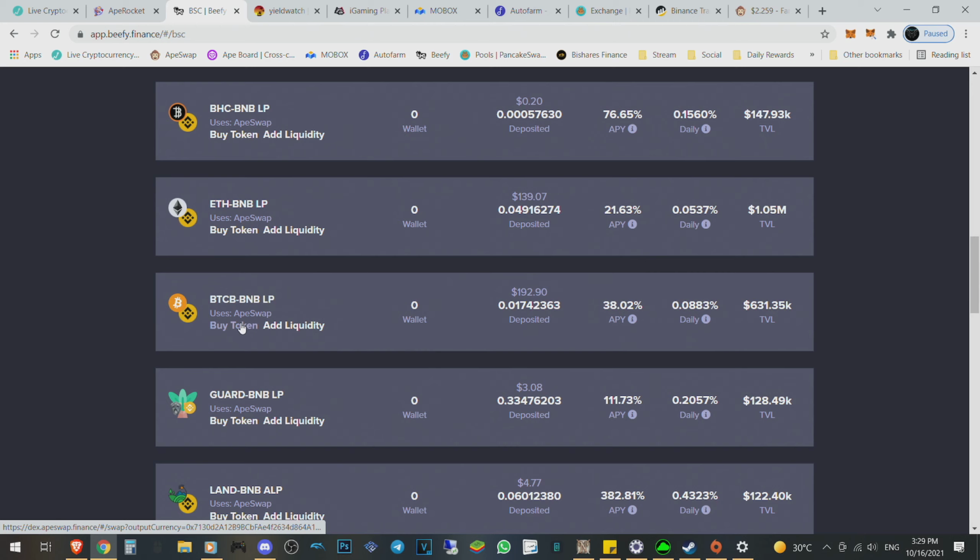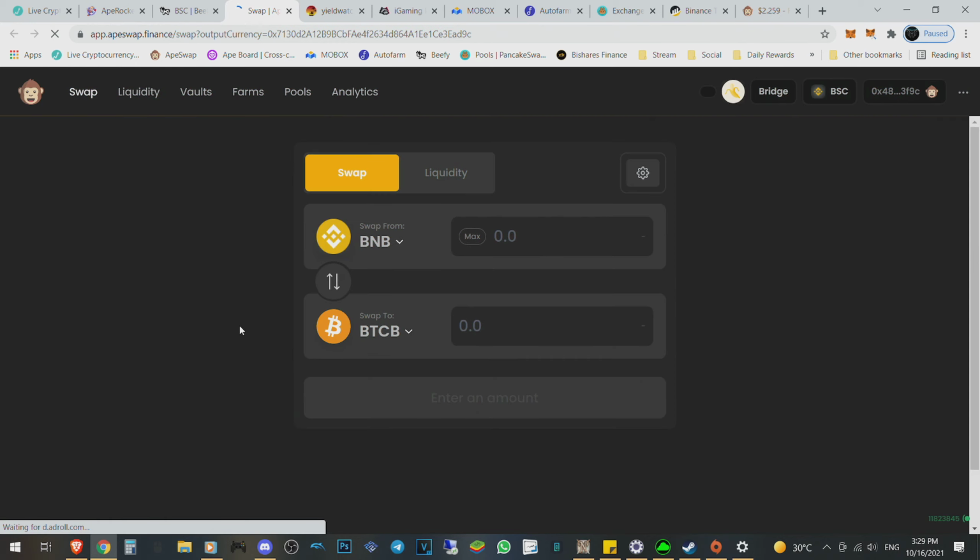So right here, we're going to say buy token. It will take us to ApeSwap. By the way, if you don't want to buy Bitcoin BNB, you can buy Polkadot. DOT right now is very, very good. Or Fantom, FTM. Both those projects are standing very, very nicely at the moment.